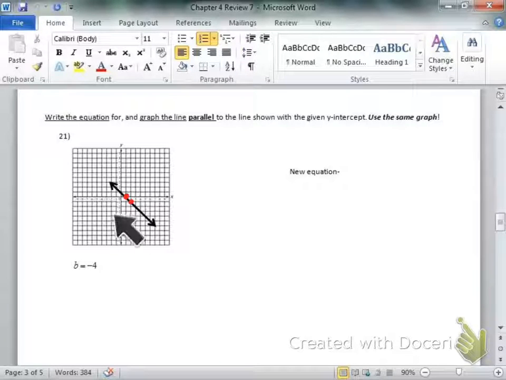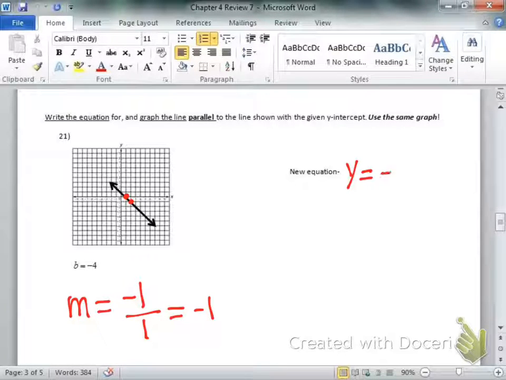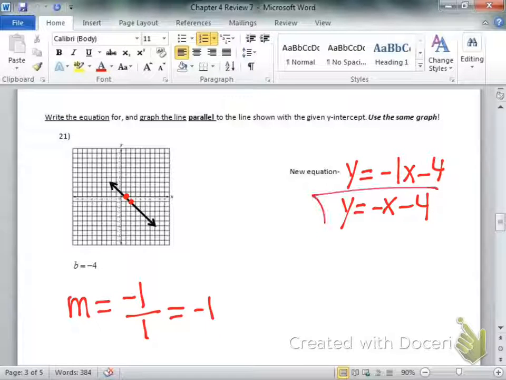So the 2 points I picked, to go from one to the other, you're going down 1 and right 1. So the M is -1 over 1, which is the same thing as -1. So my equation is going to be y equals negative 1x minus 4. But remember, on the final, since it's multiple choice, I will write it in the simplest form. It will look more like that. I won't write negative 1x. I just write negative x.